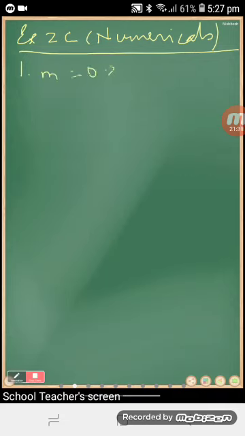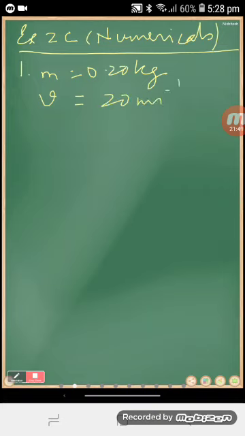The first question says that a ball of mass 0.20 kg is thrown vertically upward with an initial velocity of 20 meters per second. Calculate the maximum potential energy it gains as it goes up. So we have to find out U. Maximum potential energy, so U max we have to calculate.